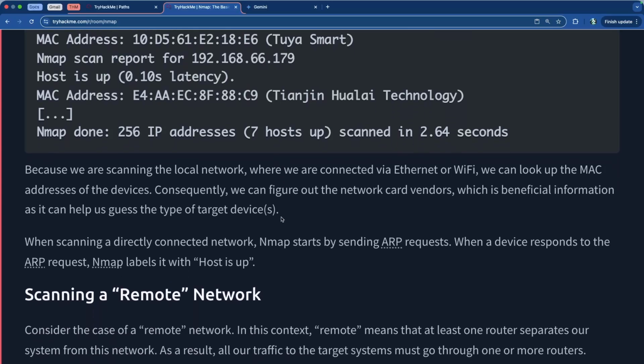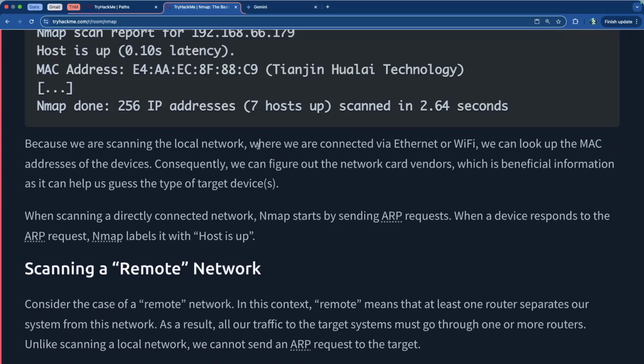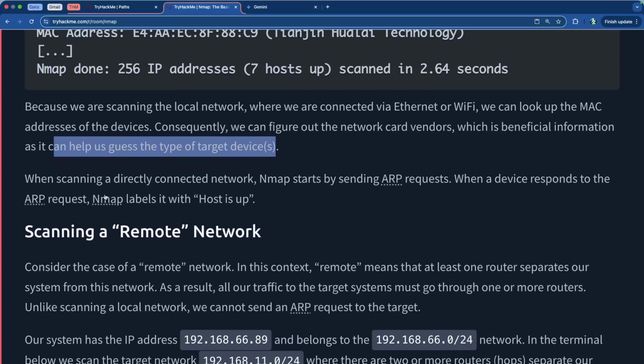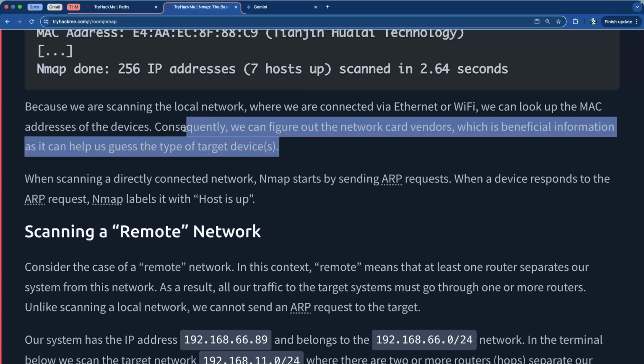Because we're scanning the local network where we're connected to Ethernet or Wi-Fi, we can look up the MAC address of the device. Consequently, we can figure out the network card vendors, which is beneficial information that can help us guess the type of target devices that we have. And this is not something that you can do with ping. So that's one of those functionalities, right? You can actually find out the services and the versions of things that are connected to an individual IP address.